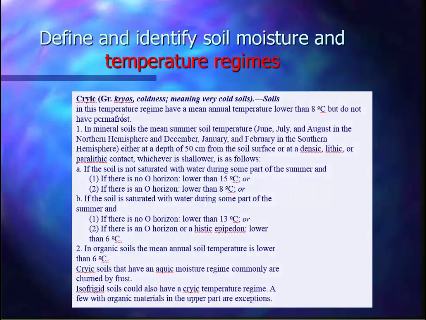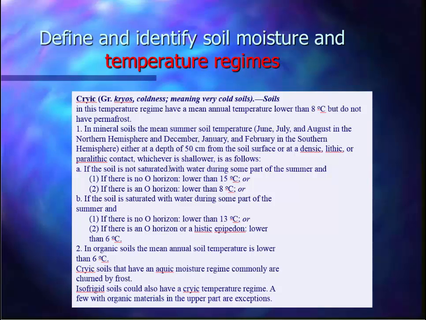Now, there's another temperature regime called cryic, and cryic is kind of like frigid because it has a mean annual temperature lower than 8 degrees C, but it doesn't have permafrost. Now, the big message here is that cryic is cooler than frigid in the summertime. And this chart here tells you how cool it has to be in the summer compared to frigid. And this depends on whether the soil is saturated.